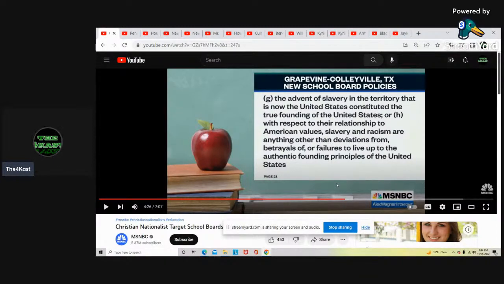They're saying, well, you can't teach your children that it's the true basis for America, even though they got all their money through that. And that's a whole other thing. I don't want to get kicked off because it's banned here in Virginia or whatever. But they're trying to tell you that American values, no matter what your relationship is to them, slavery or racism, are anything other than a deviation from the authentic founding principles.